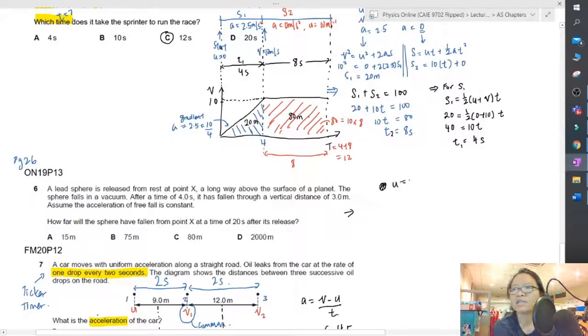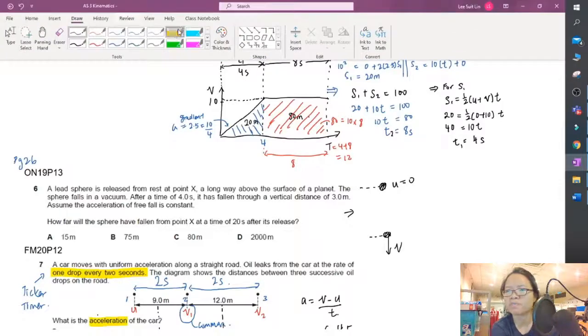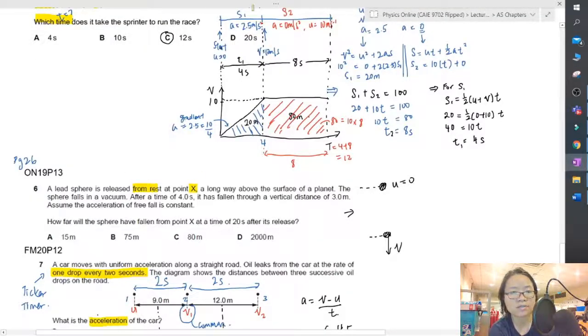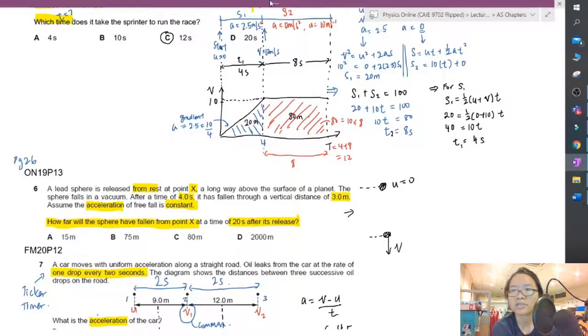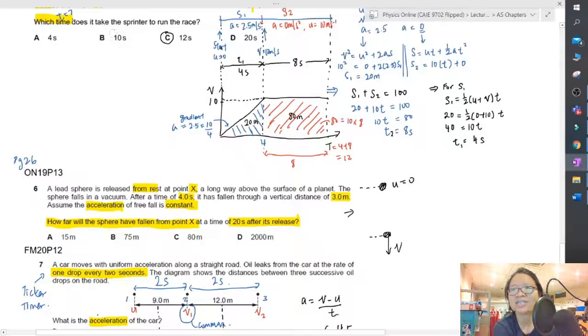The lead sphere is released from rest at point X, U equal to 0, a long, long way above the surface of the planet. The sphere falls in a vacuum. After 4 seconds, this might not be planet Earth, so we don't know what the gravitational acceleration is. But after falling 4 seconds, it has fallen through a vertical distance of 3 meters. Let's assume the acceleration is constant. Yay, you can use equation. How far would the sphere have fallen from point X at the time 20 seconds after this release?